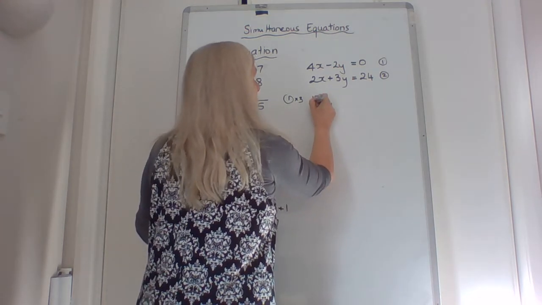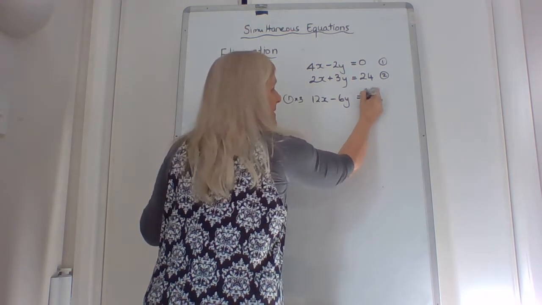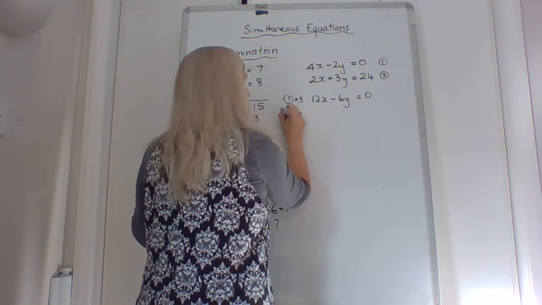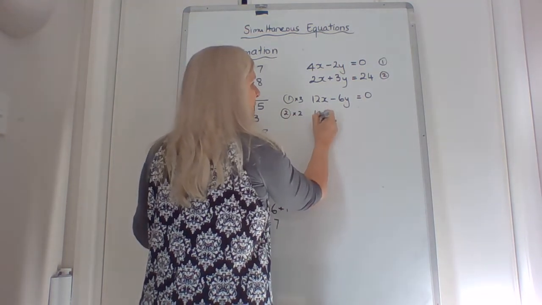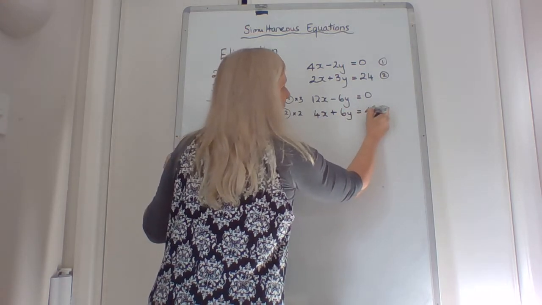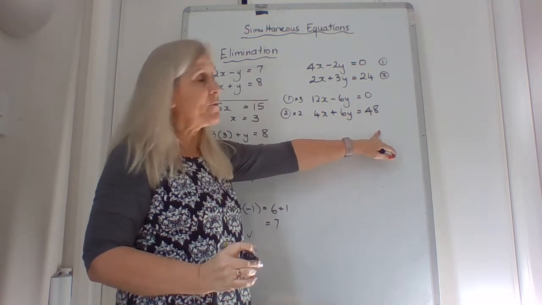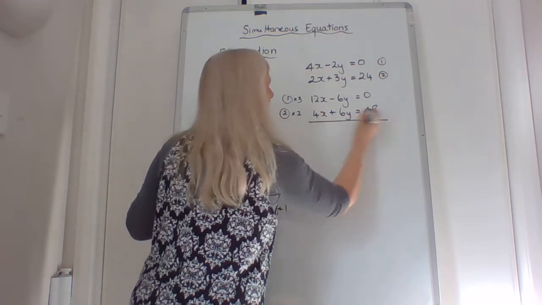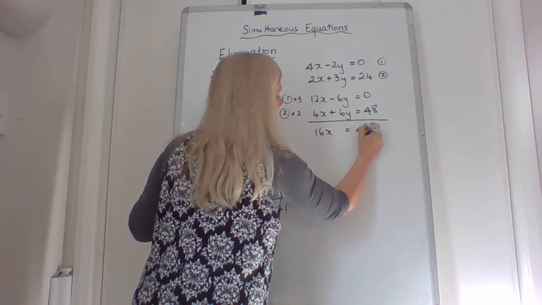So we've got 12x minus 6y, and 0 times 3 is 0. For equation 2, I'm going to multiply that one by 2. So I've got 4x plus 6y equals 48. Have to multiply this one as well. That's a bad mistake that often people make. Now I'm going to add these together and get 16x equals 48.